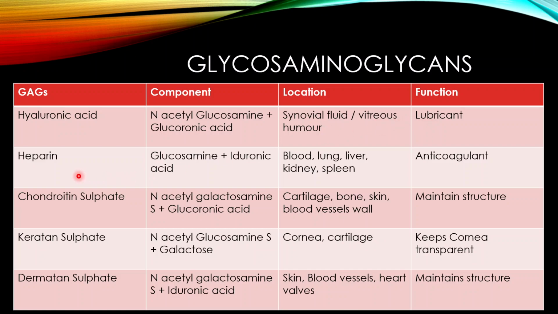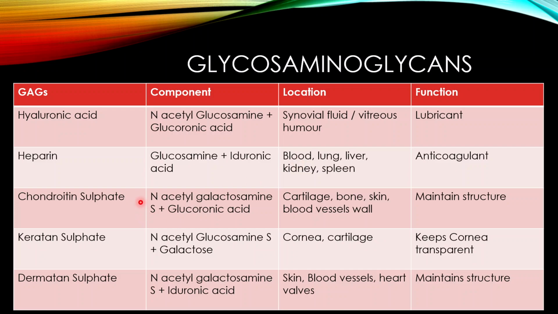Next is heparin, which is made up of glucosamine and iduronic acid. Iduronic acid is basically the uronic acid of idose sugar. Idose is an epimer of glucose, so idose sugar forms iduronic acid. So heparin is made of iduronic acid and glucosamine. Heparin is present in blood, lungs, kidneys, and spleen, and it is an anticoagulant.